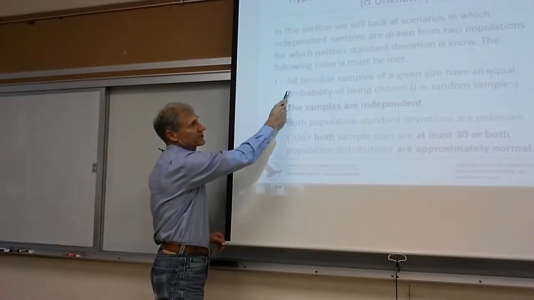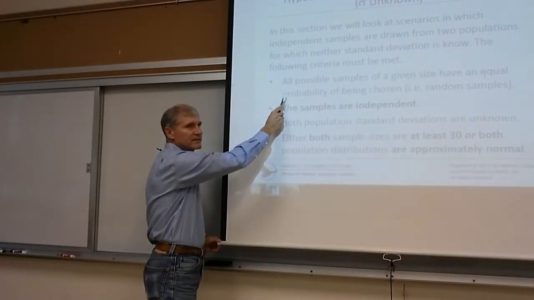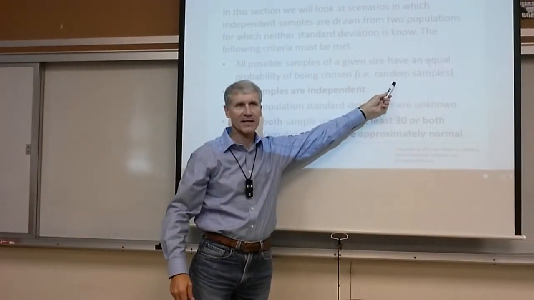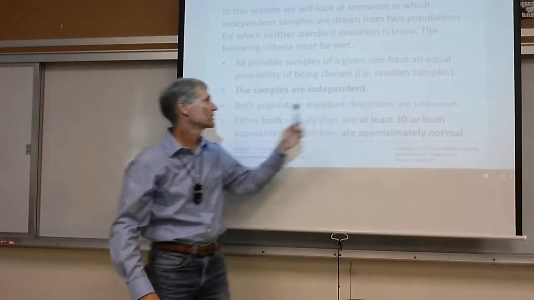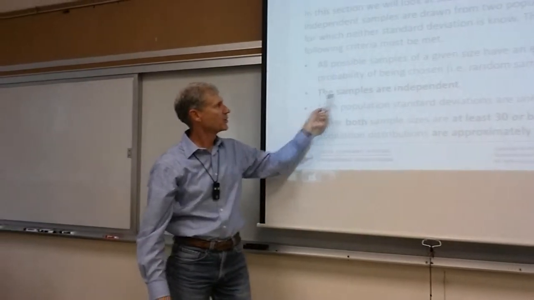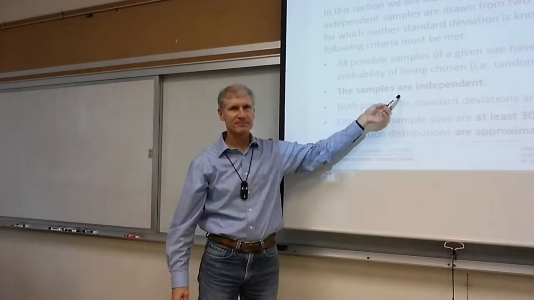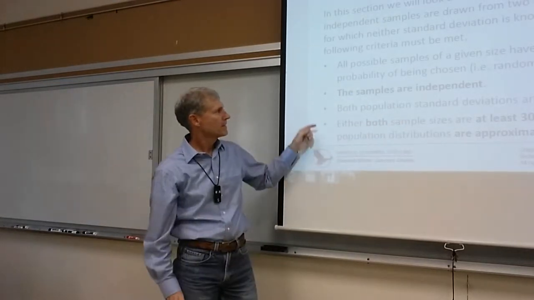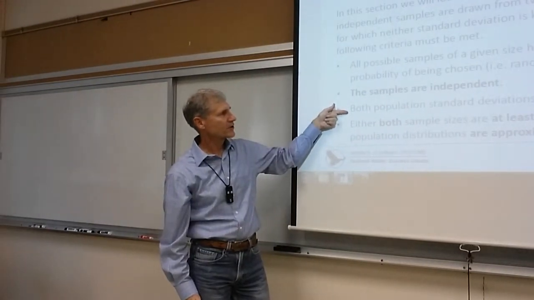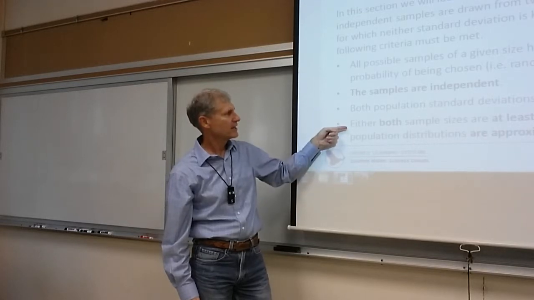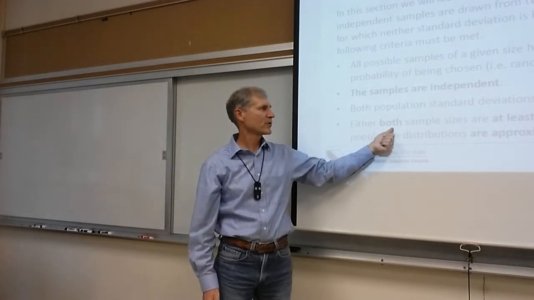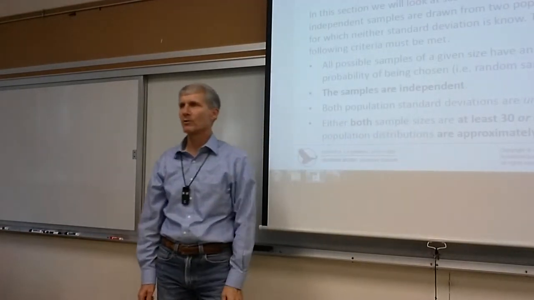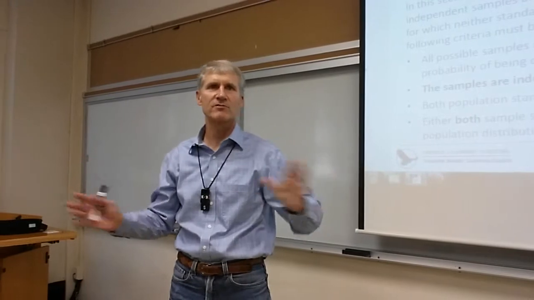So samples have to be random. Right? Random samples. That's always the first assumption. For this, I bolded this, samples are independent. We'll get the dependent samples version in a couple of days. Both population standard deviations are unknown, and then you either have that both samples are at least 30 or both distributions are approximately normal. Same assumptions you've had before.